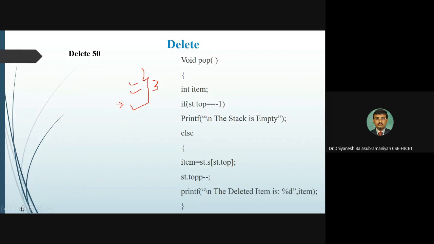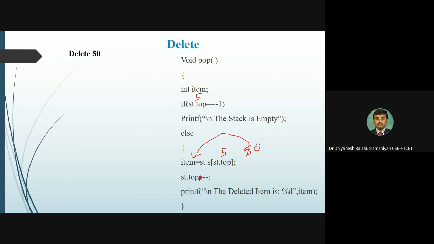Now we come back to this delete. Void pop, if top equal to minus 1. According to this, the top position is 5. So 5 equal to minus 1? The condition is false, so we directly come to the else part. Your top position is 5, so stack of 5. What is stack of 5? It is 50. So 50 I'm placing in item. Then top minus minus.